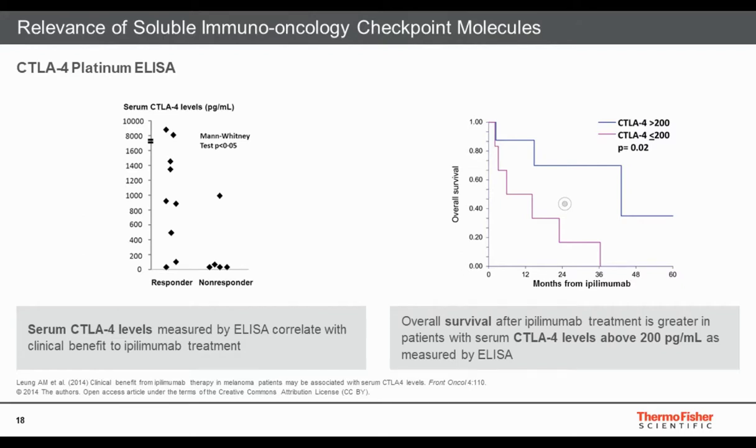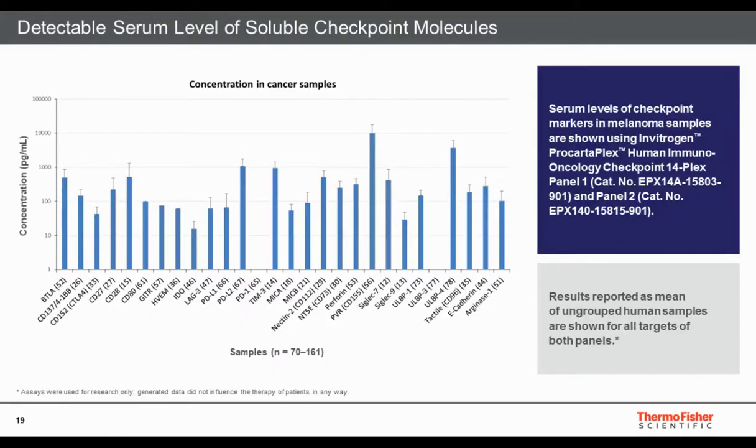have developed years ago. So what we did, we took exactly this antibody pair of our existing ELISA and brought it onto the ProcartaPlex system, our multiplexing system, and in parallel developed ProcartaPlex assays for 27 additional checkpoint molecules regulating either the T-cell or the NK cell response.